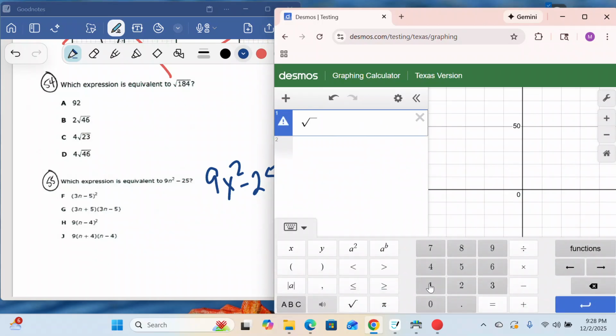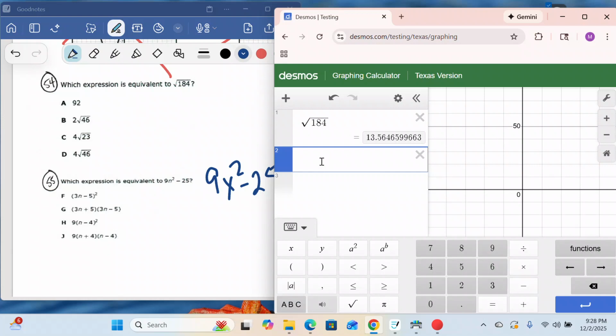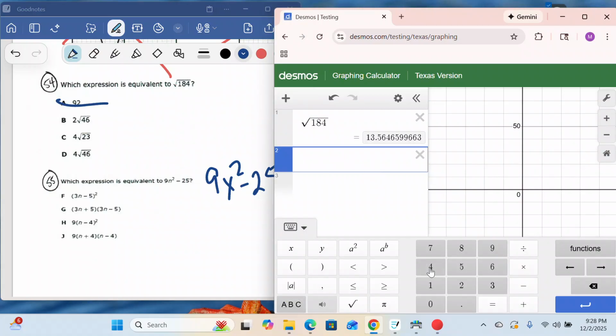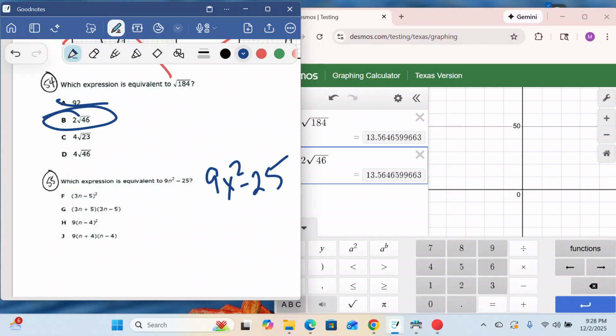So square root of 184. All I do is input it into decimals, 13.56. And then I go here and I check every single one. 92 is not equivalent already. That one is wrong. Now I'm going to input the first one. And I'm going to say, well, 2 square roots of 46. Looks correct to me. The answer choice is B.